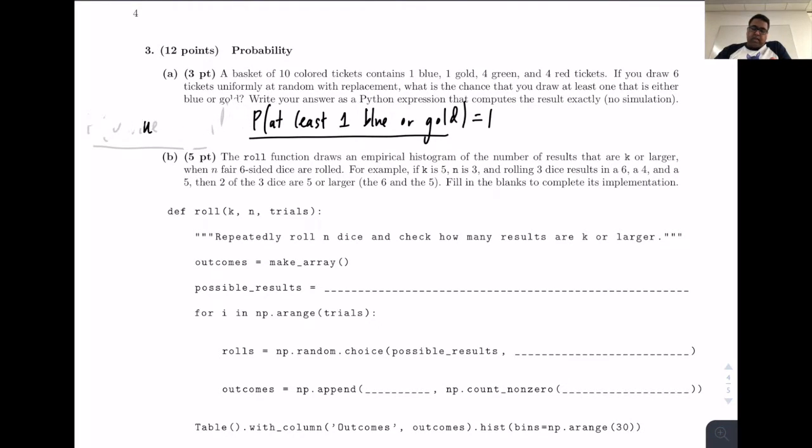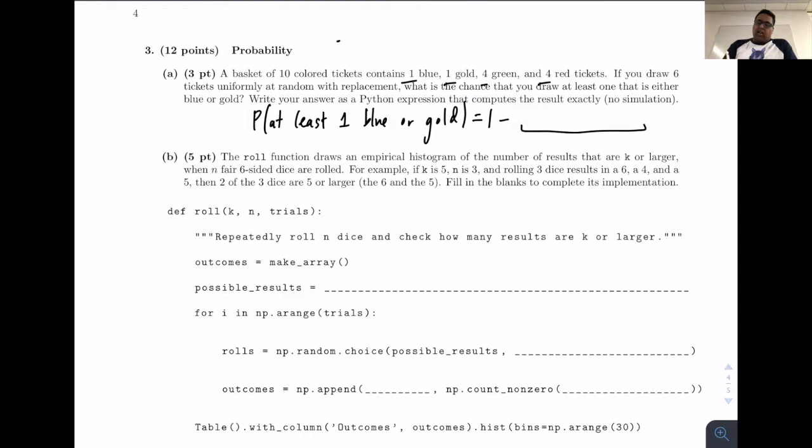So that's our setup for this question, and this has been repeated in the homeworks several times. We're going to have 1 minus the probability that none are blue or gold. Let's just take the case where we're picking one card, not 6, but just 1. We have 1 blue, 1 gold, 4 green, and 4 red. If we draw a card at random, what's the probability that it's not blue or gold?